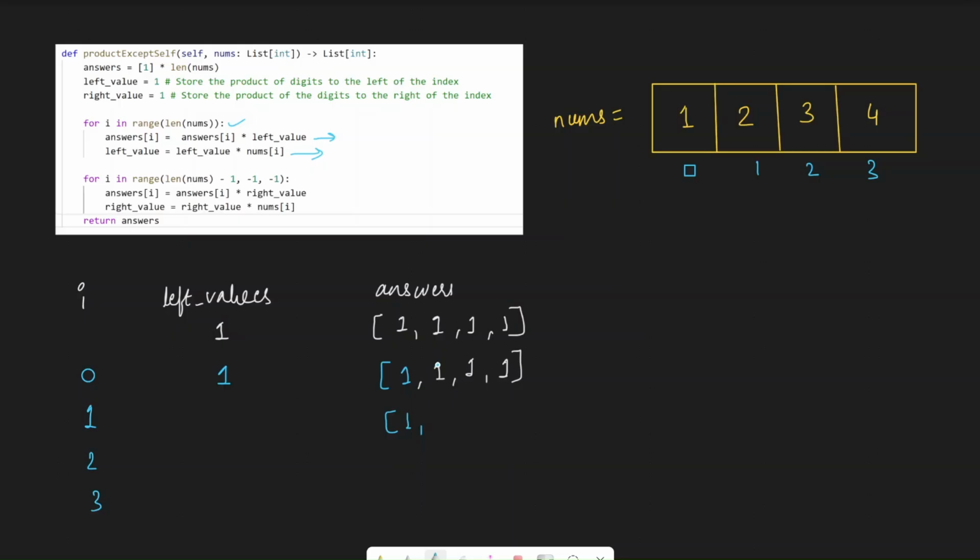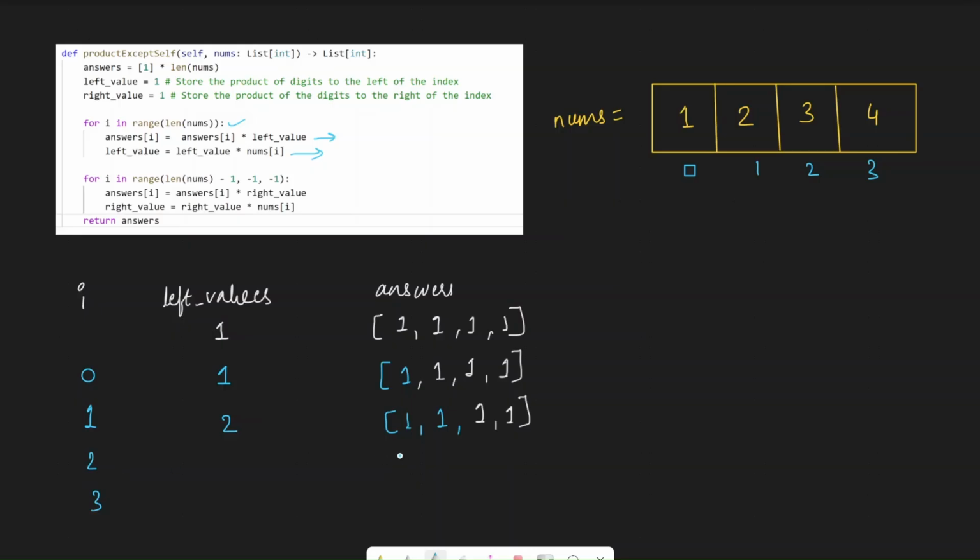So this would be equal to current answers of I multiplied by the left value. So 1 multiplied by this one is equal to 1. And the rest of the answers of I remains same. Now we have to update our left value as well. So for left value, we have to multiply the current left value with nums of I. Nums of I is 2 because we are evaluating index 1 over here. So we have 2 here. So 2 multiplied by 1 is equal to 2. This left is just to keep track of product till that digit.